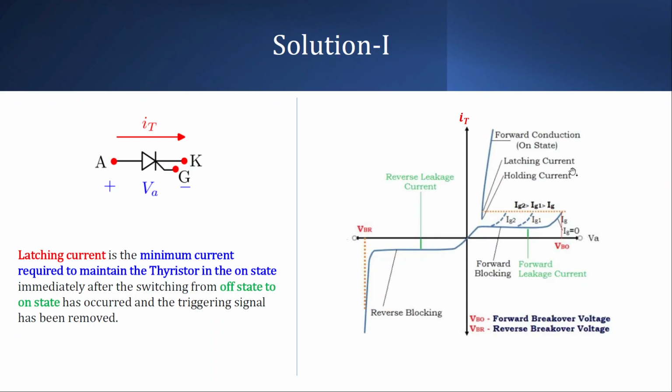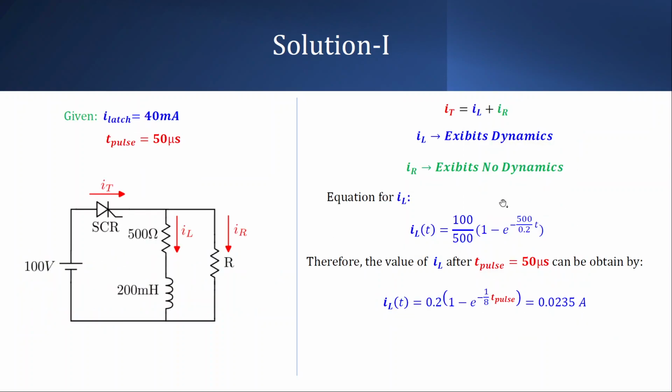Okay, now let us see how to solve the sum. Look at the circuit that has been given to us. The two pieces of information that have been given to us are written over here. The latching current, written as I suffix latch, is 40 milliampere. It has been given to us. The pulse that we are applying has a pulse width of 50 microsecond.